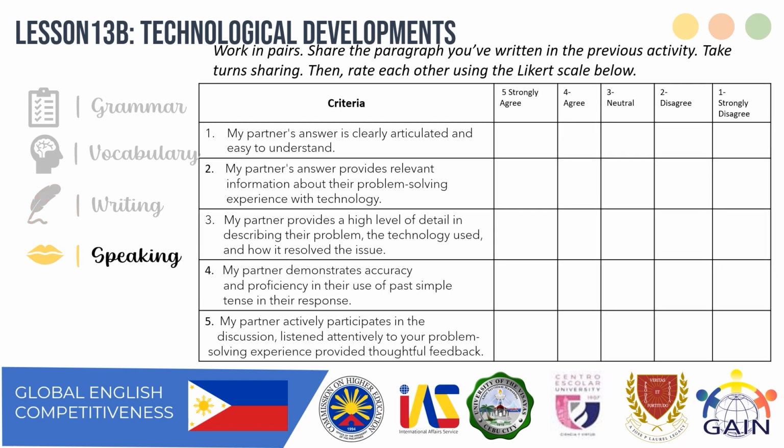And we're down to our last activity for Lesson 13B. This time, you're going to work in pairs. Share the paragraph you've written in the previous activity. Take turns sharing. Then rate each other using the Likert scale on your screen. Remember, 5 for strongly agree and 1 for strongly disagree. You may pause the video and work on this activity.